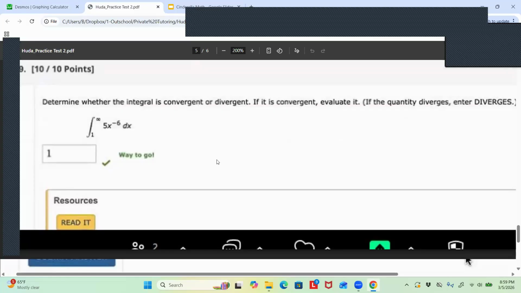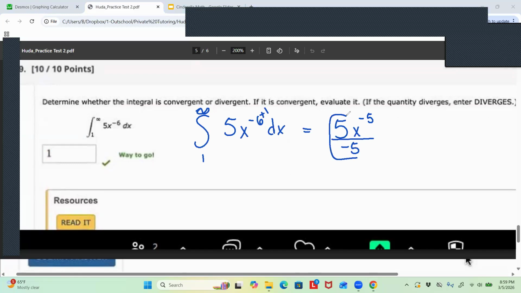Determine whether the integral is convergent or divergent. So this one's just ready to be integrated. So we have the integral from 1 to infinity. Now, we're not technically supposed to do the infinity, but I do it anyway. It's fine. 5x to the negative 6 dx. Integrate. So that would be 5, add 1. So that's x to the negative 5 over negative 5. This could simplify to just negative 1 over x to the 5th, from 1 to infinity.